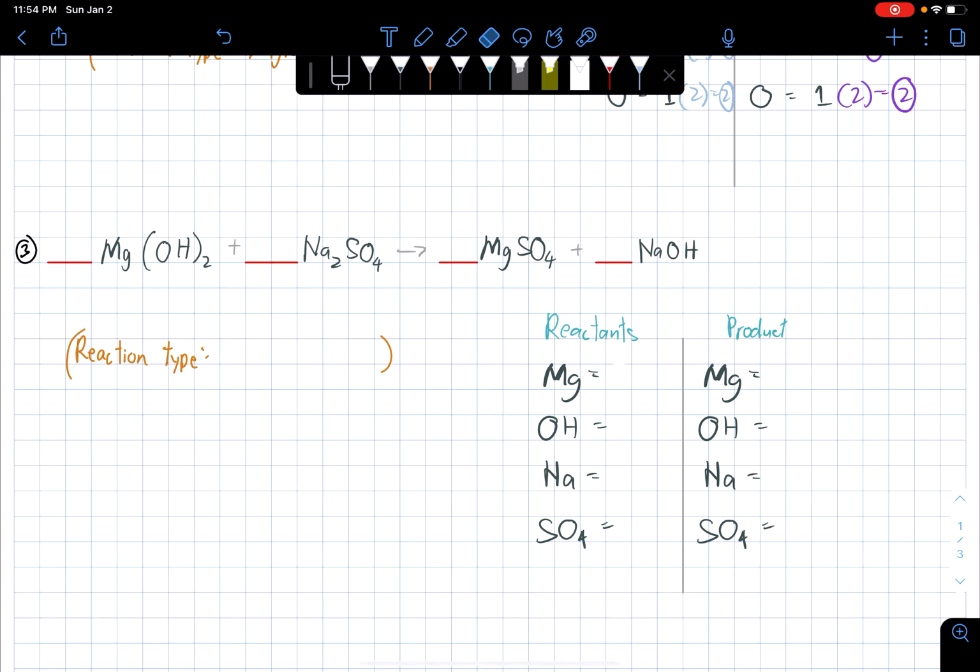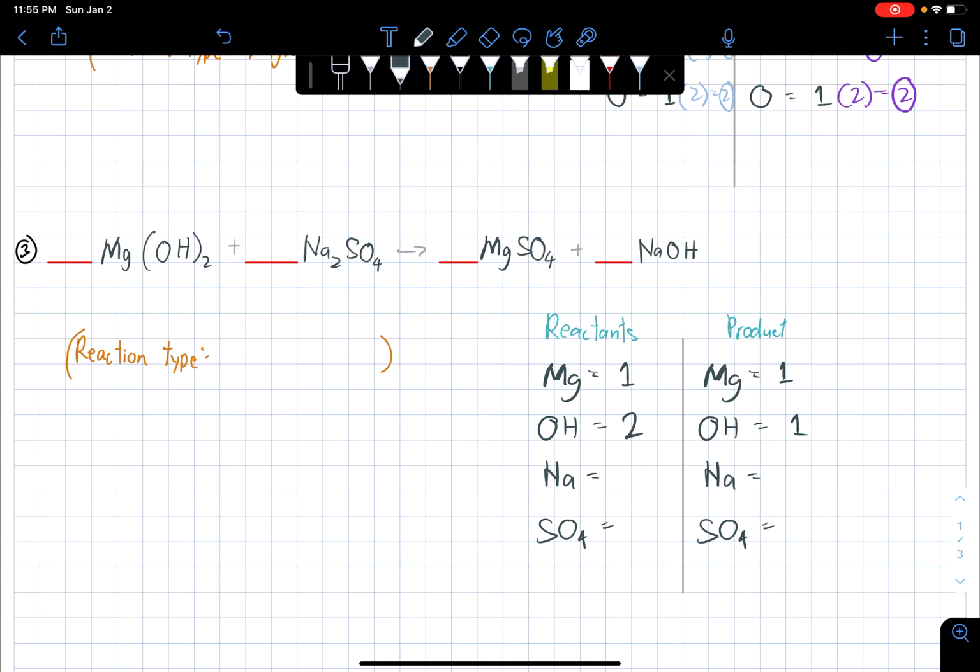For magnesium, we have 1. At the other side, we also have 1 at the product side. For OH, we have 2. At the other side, we only have 1. You might ask why OH is combined. Why don't we just place oxygen and hydrogen as separated? Well, the provided parenthesis may mean something. So it could be a clue that these are together. They're an ion, maybe. Maybe not, but still, they're separated for some reason.